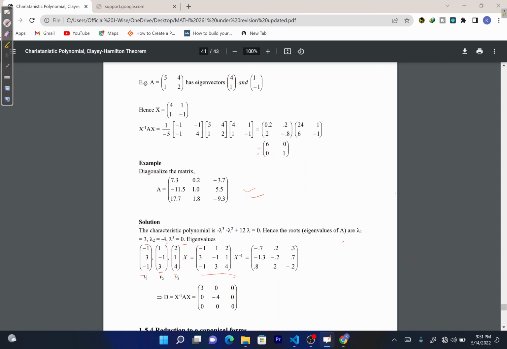But since A is not symmetric, we find the inverse of matrix X, and this is the inverse of matrix X. Therefore, our D is given by X inverse AX, and when you simplify, you get this matrix.